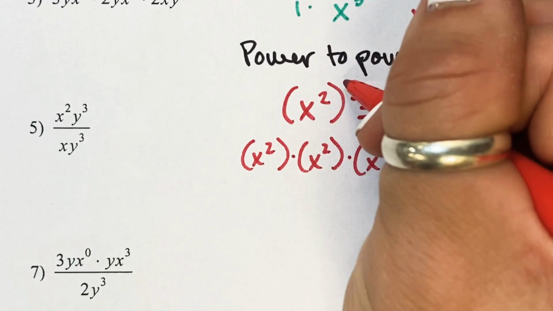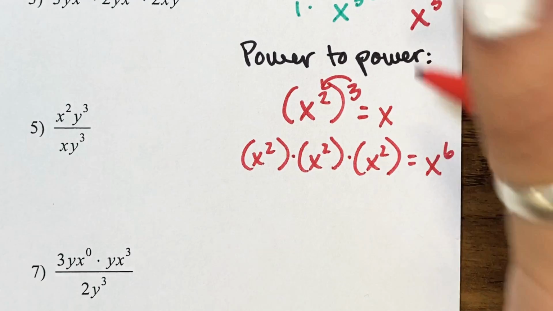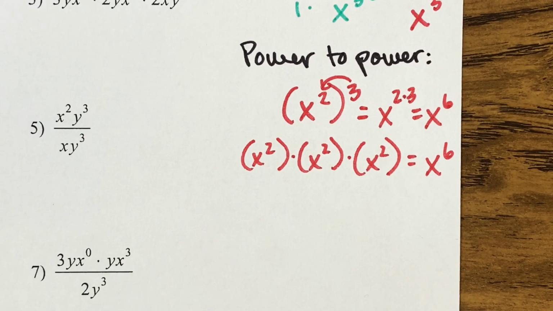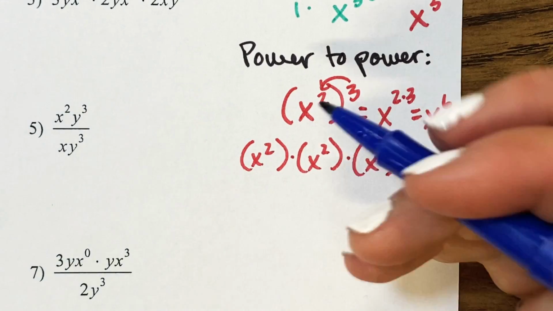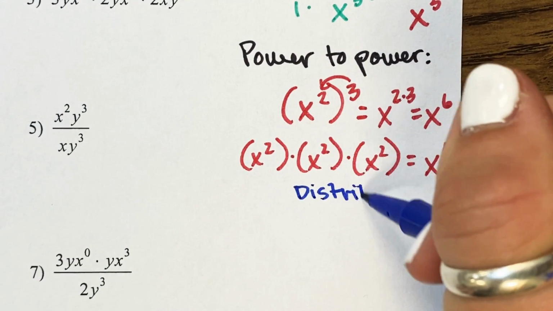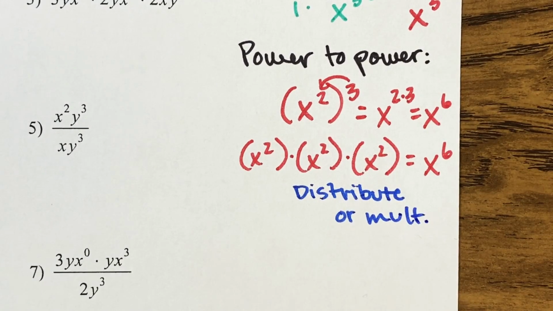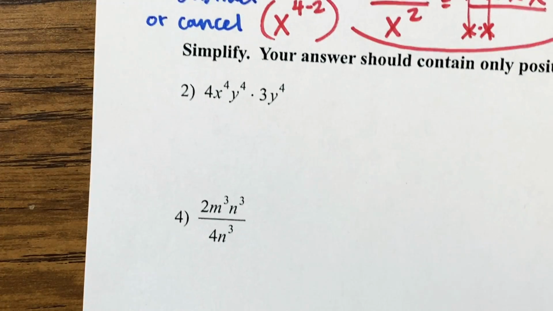Or you can take that 3 on the outside, distribute it inside, and what are we doing when we distribute? Multiplication, division, what are we doing? We're multiplying, so 2 times 3, and that would also give us x to the 6th. So power to a power, you're going to think distribute or multiply. Those things are the same thing. Okay, so we just defined all of our exponent rules, so let's go over to our examples.